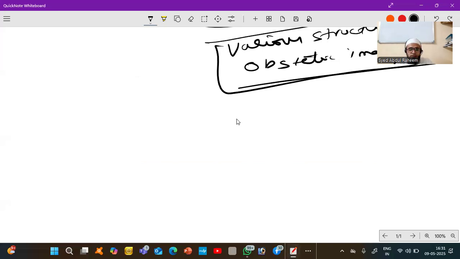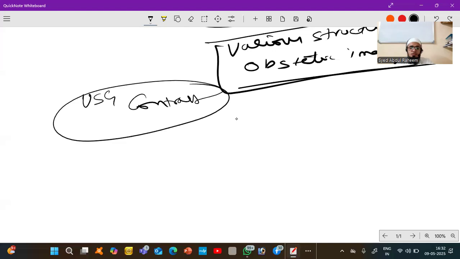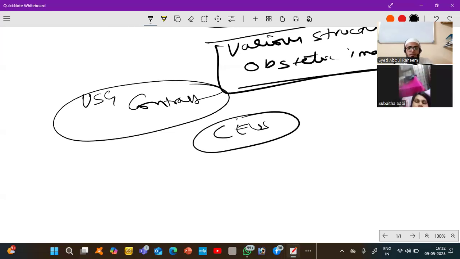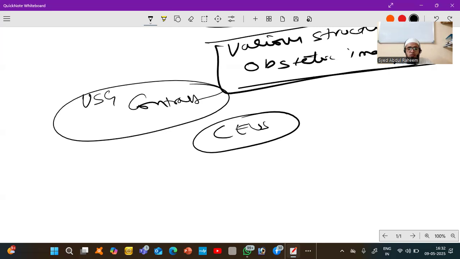So we have fibroscan. Another type of scan now is USG contrast. This is recently developed. We'll call it CEUS. In that, what happens is a small amount of air is injected intravenously, and it goes through the body vessels, and it is eliminated from the lungs.